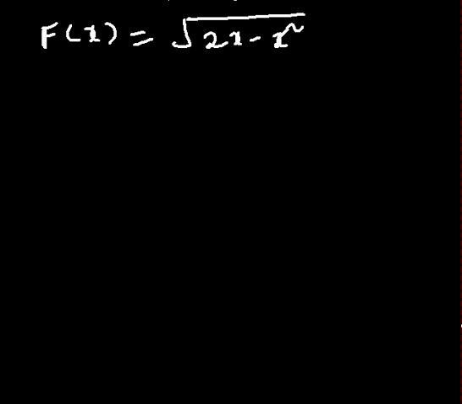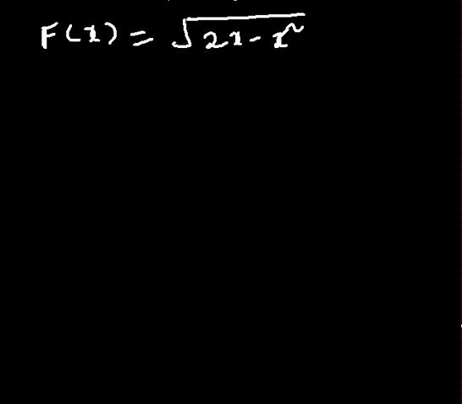Now, how do you think we should have this? Let's say we have a function f(x) given as the square root of 2x minus x squared. So how do you think we should have the critical values associated with this one?